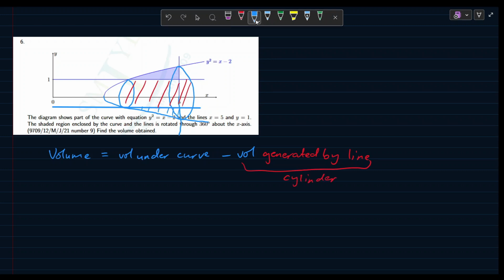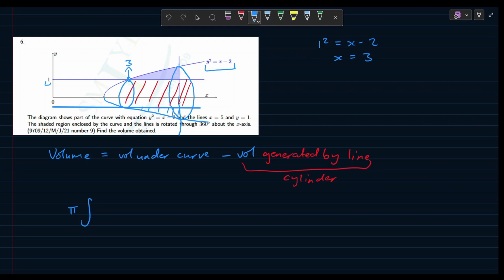So let's start by getting the volume under the curve. So that's going to be pi, the integral. Our limits are, we need to find the x coordinate at this point over here. This is the point at which y is 1. So using this equation, 1 squared is equal to x minus 2. So that means x is equal to 2 plus 1. So x is equal to 3. So x is 3 at this point.